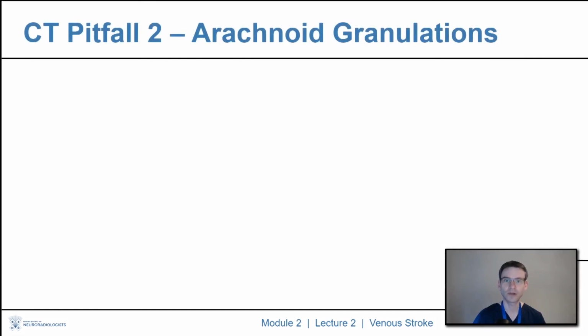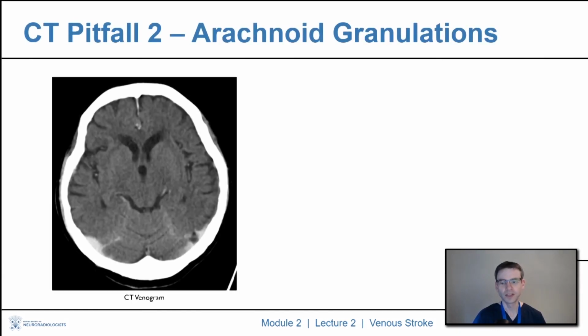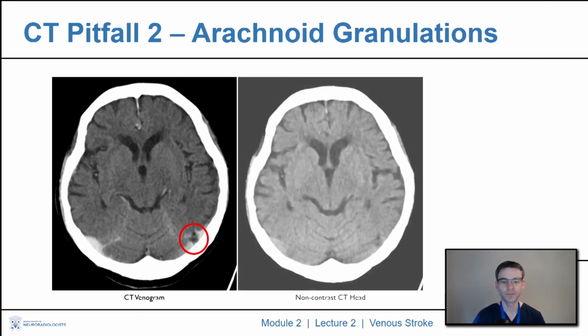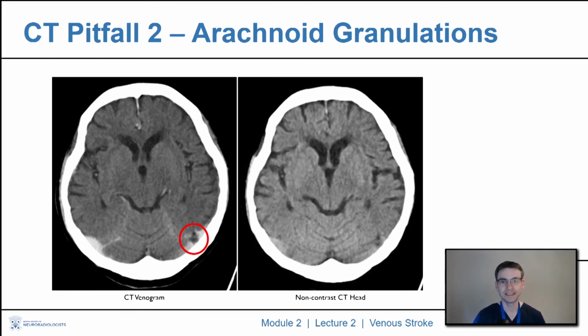Pitfall 2, arachnoid granulations. So arachnoid granulations are going to cause filling defects on the CT venogram, and this is really why a lot of people will choose to acquire a non-contrast CT head as well, unless you have one from before to compare. So in this CT venographic study, we see a filling defect in the left transverse sinus. You might interpret that as a venous thrombus. But if we look at the non-contrast CT head, you can see in that location that actually this lesion is hypodense. In fact, it's CSF density.